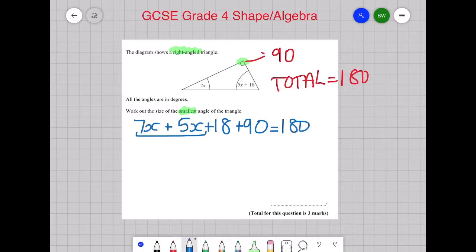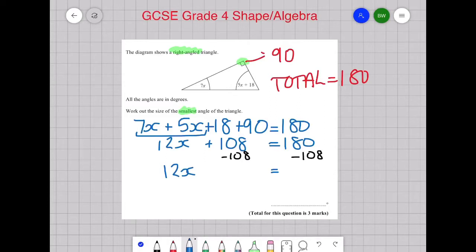Now if I simplify that, 12x plus 108 equals 180. And I'm now going to solve. So minus 108 from both sides, which leaves me with 12x equals 180 minus 108 is 72. And then I'm going to divide both sides by 12. So x is going to be equal to 6.